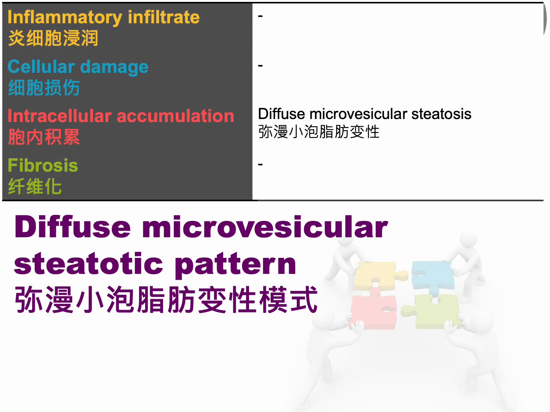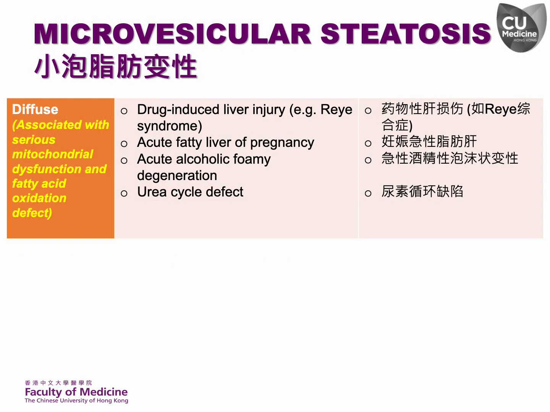Diffuse microvesicular steatotic pattern is a distinctive steatotic injury completely different from the steatotic and steatohepatitic patterns. As mentioned in the previous lecture, diffuse microvesicular steatosis is associated with significant mitochondrial dysfunction and fatty acid oxidation defects, as seen in conditions such as Reye syndrome, acute fatty liver of pregnancy, acute alcoholic foamy degeneration, and urea cycle defects.